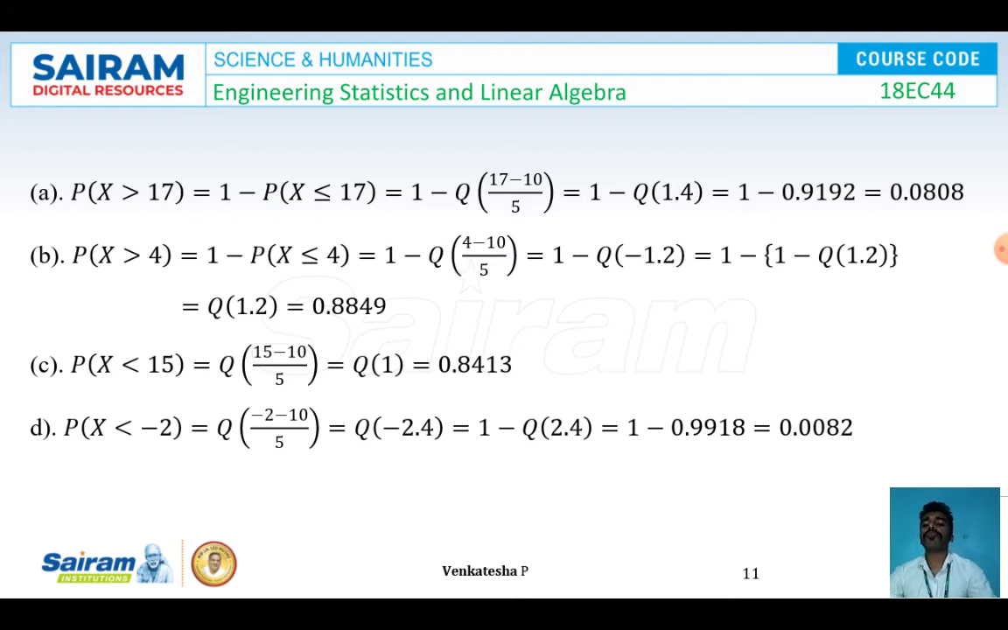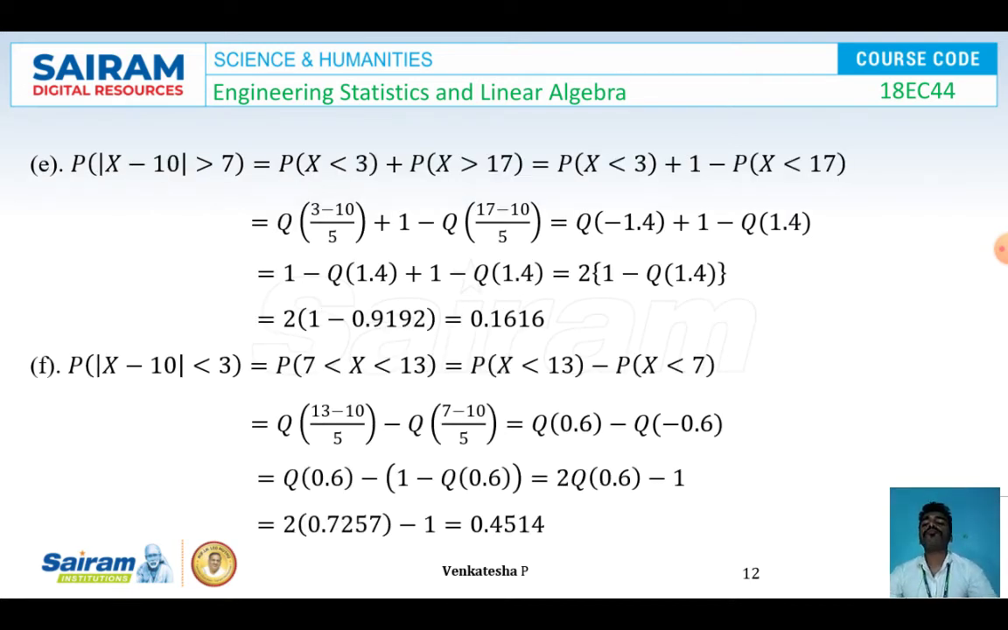Next one is P(X < −2). So I'm putting x = −2. So I got Q((−2 − 10)/5). I got Q(−2.4). So converting it to a positive argument, 1 minus Q(2.4), which is equal to 1 minus 0.9918 for the Q(2.4) value. So I got 0.0082.